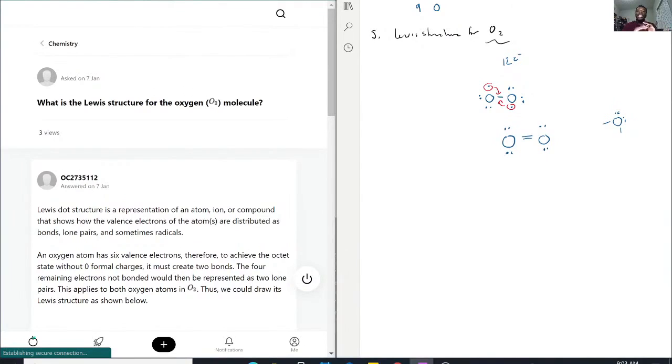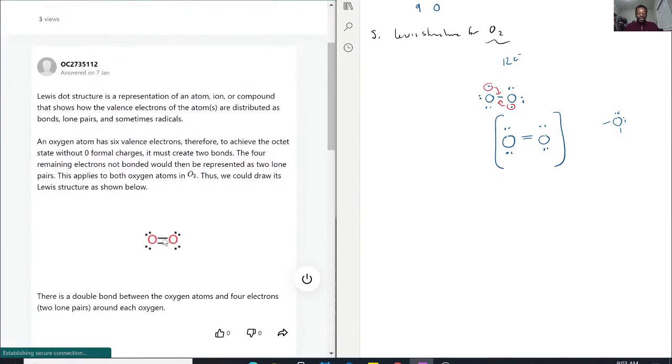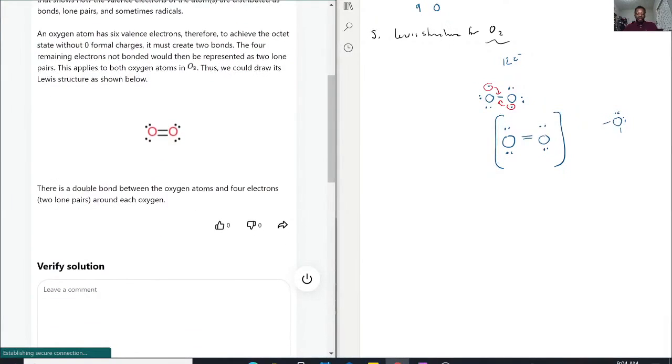So we have satisfied every situation and position we put ourselves in, and this will be the Lewis structure for the O2 molecule. That is what it should look like. And there we have it. There's a double bond there, and it has 2 lone pairs on each oxygen. So this is correct.